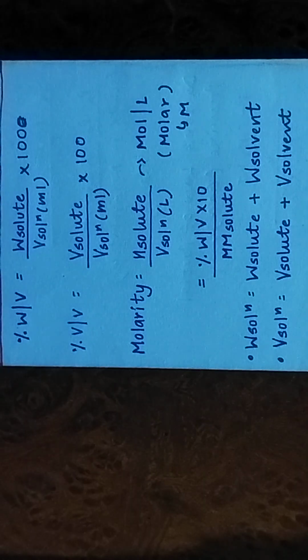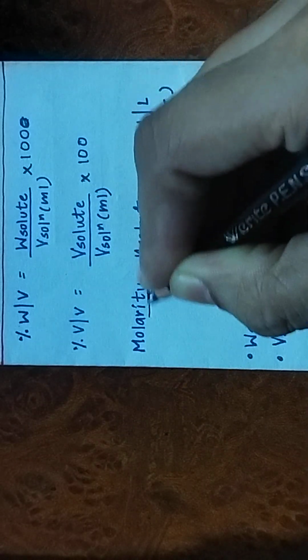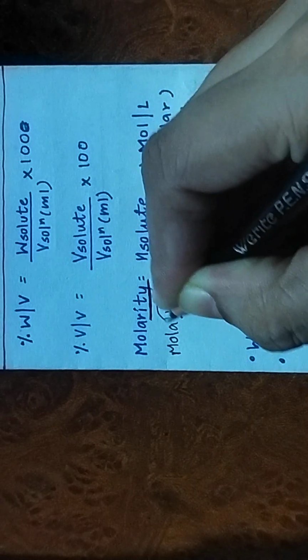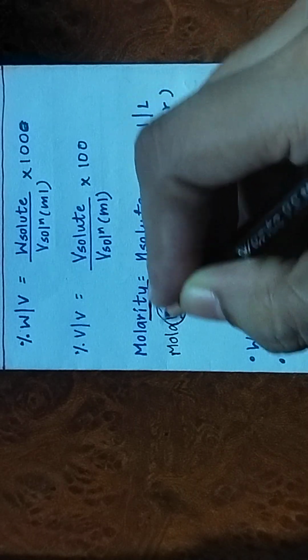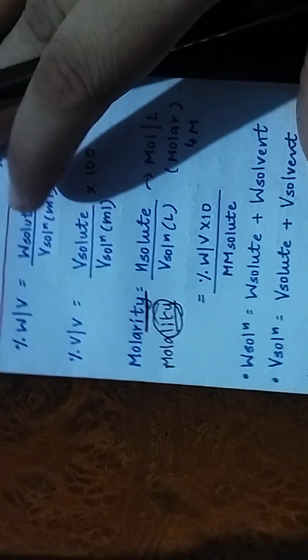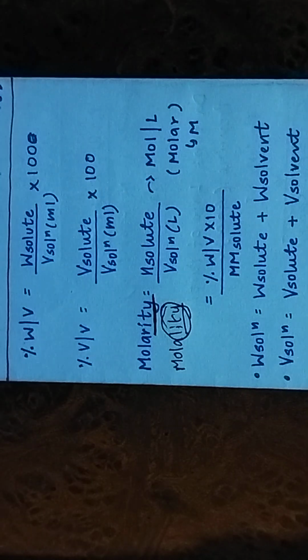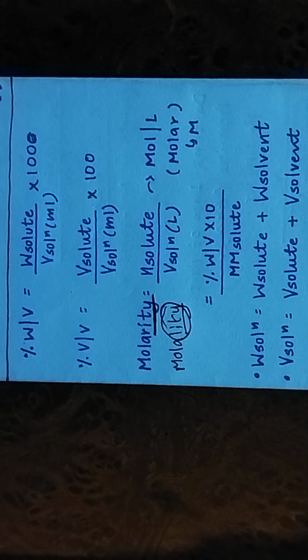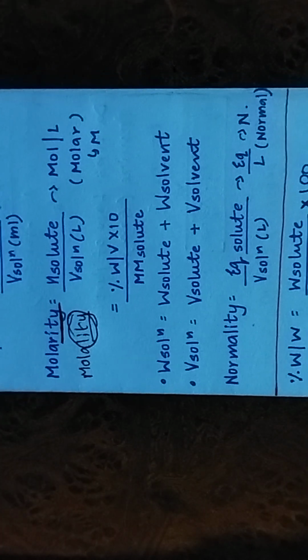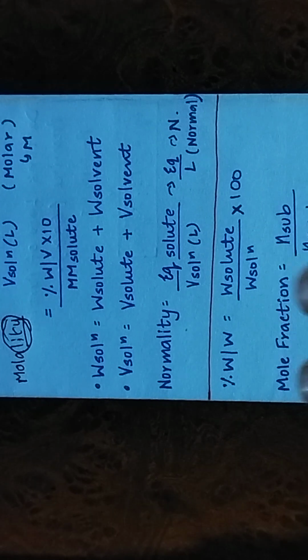Remember this: you have molarity and there's another which is molality. Molality has the word 'li' but of course you don't have liter completely written, so the formula also doesn't have liter. The other one, molarity, has the liter, that is volume of solution in liters. Molarity can also be written as percentage W by V into 10 by molar mass of solute. The weight of the solution is equal to weight of solute plus solvent. The volume of solution is equal to volume of solute plus solvent.